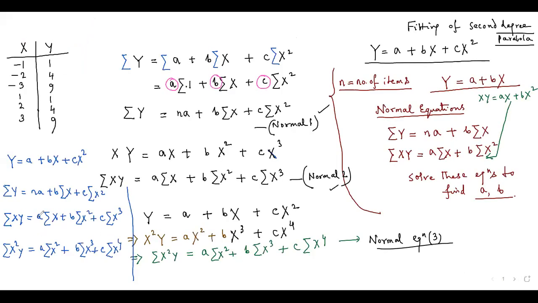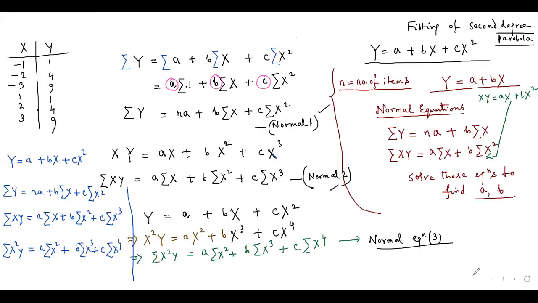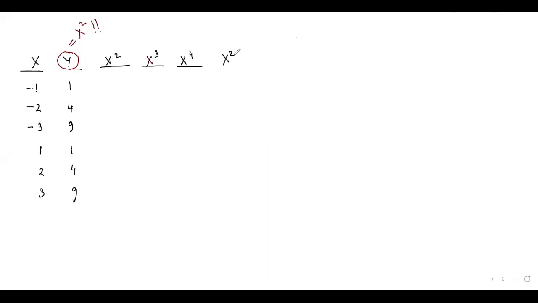What else do we need? We need x cube. We need x to the power 4. So subsequently, we are going to introduce these columns also. So we need x cube. We need x to the power 4. What else do we need? Looking at the left hand side, we need xy. We need x squared y. Okay. So introduce this xy column, and x squared y column also. These columns are being introduced over here just by looking at the form of the normal equations given.